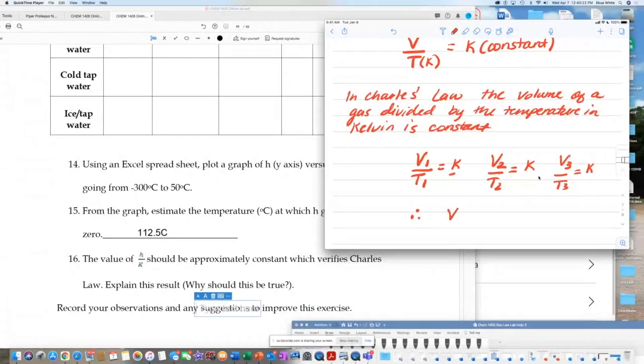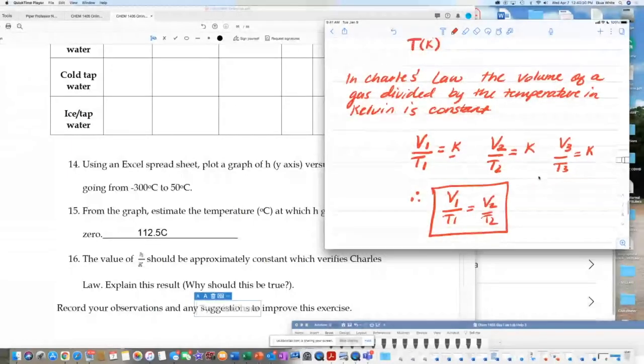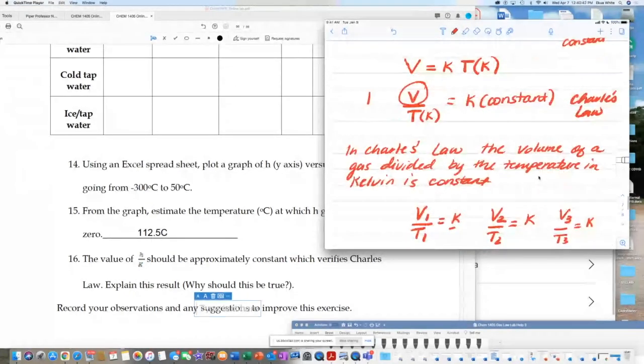Therefore, we write the equation as volume 1 over temperature 1 equals volume 2 over temperature 2. And then when we need to do math, we use this equation. So by Charles' law, this is a proof of Charles' law. If you take the volume of the gas, which in this context is represented by the height, they didn't want you to do a lot of math, and relate it to the temperature, only the Kelvin one will produce a constant, not the one with Celsius.